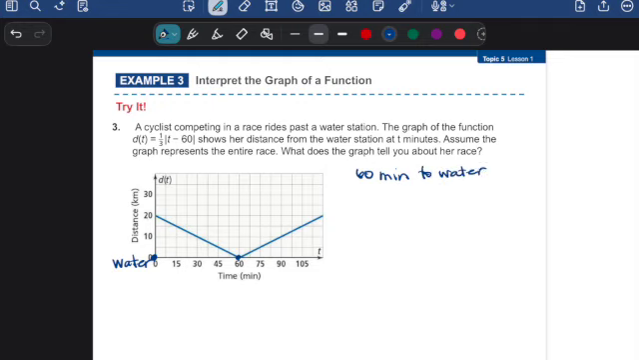How far away is it? Well, let's look at the total distance. The maximum distance is 20. So she's 20 kilometers away at the start.